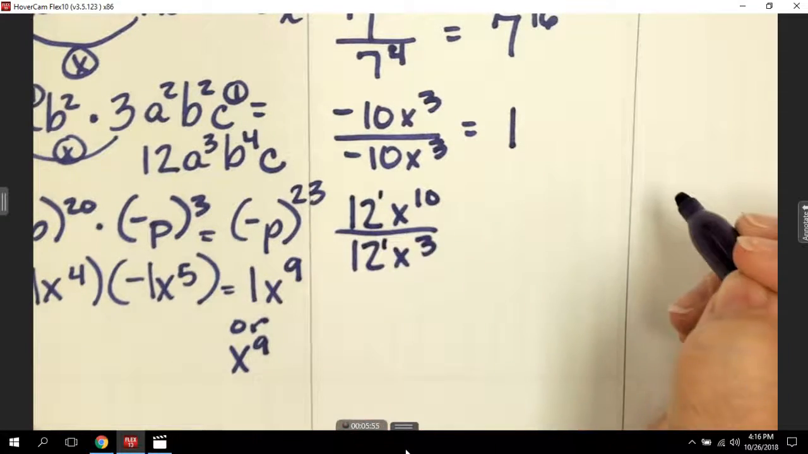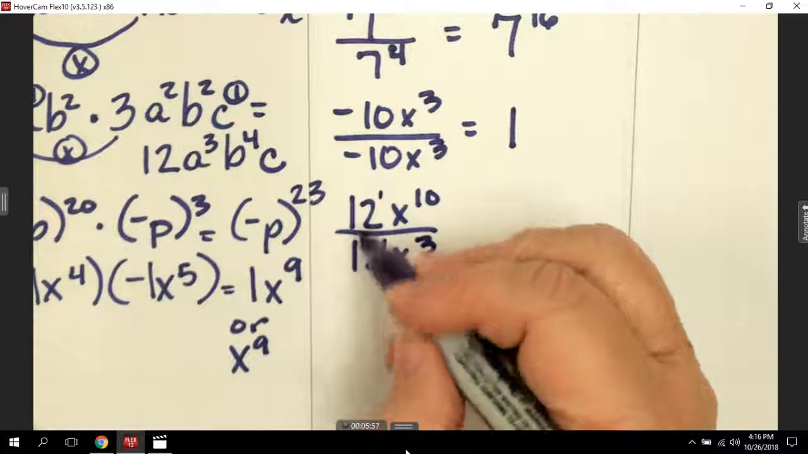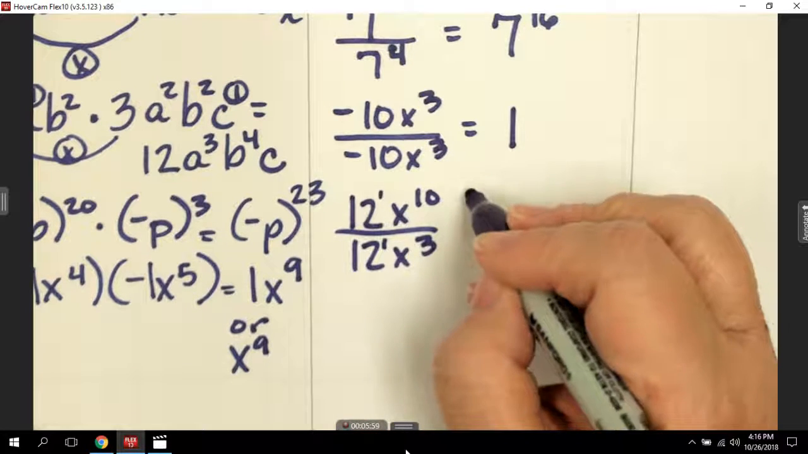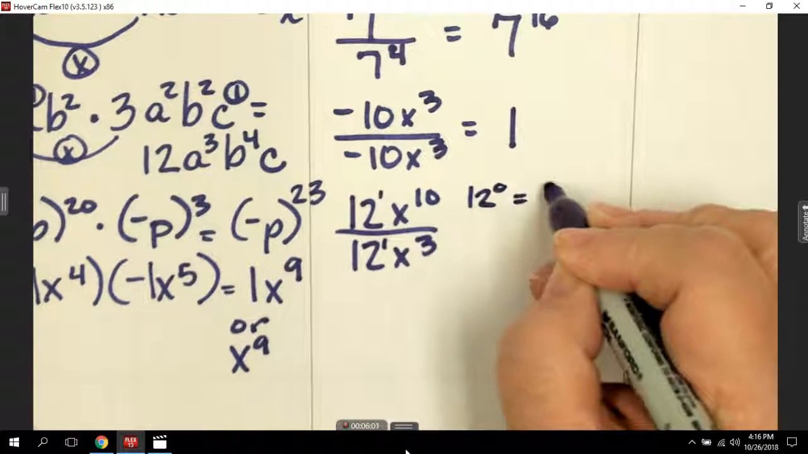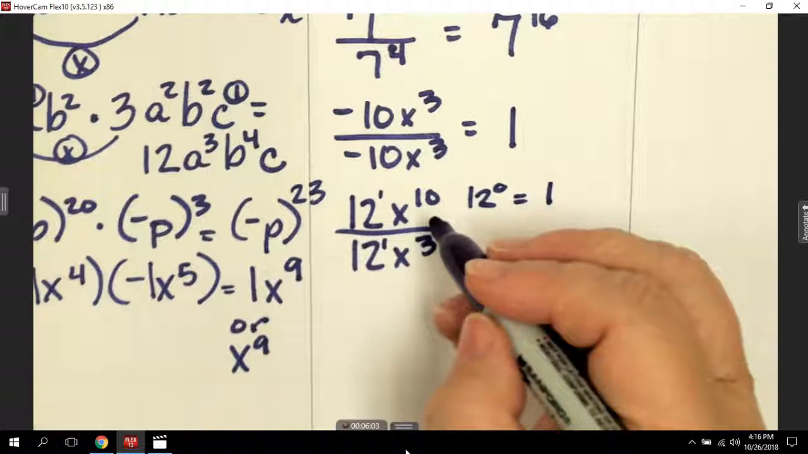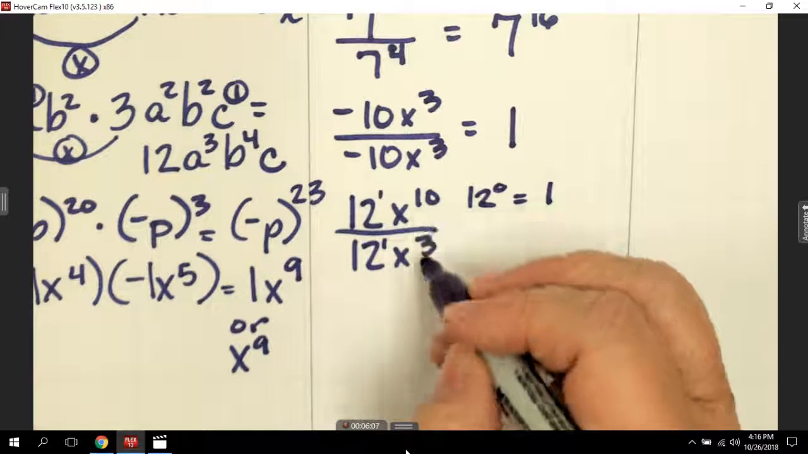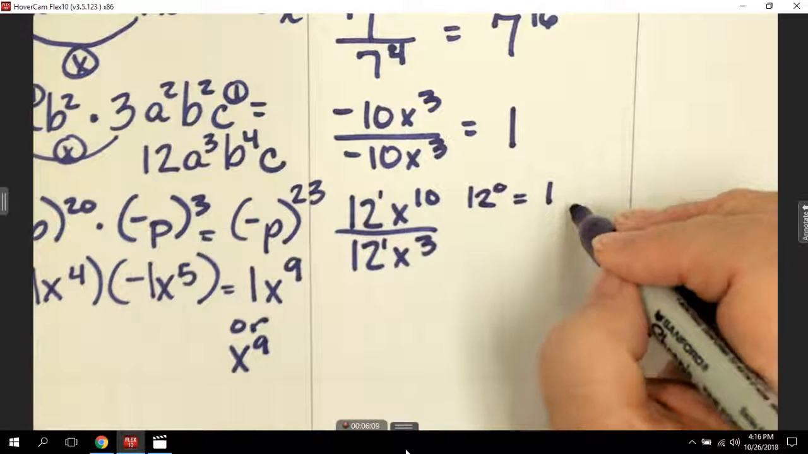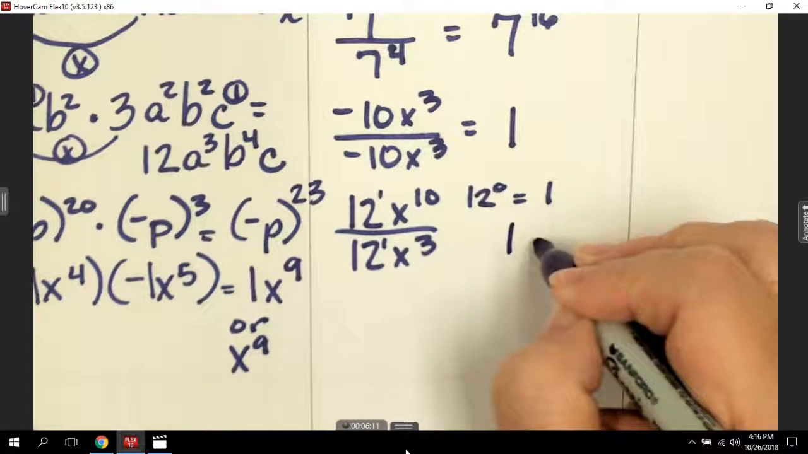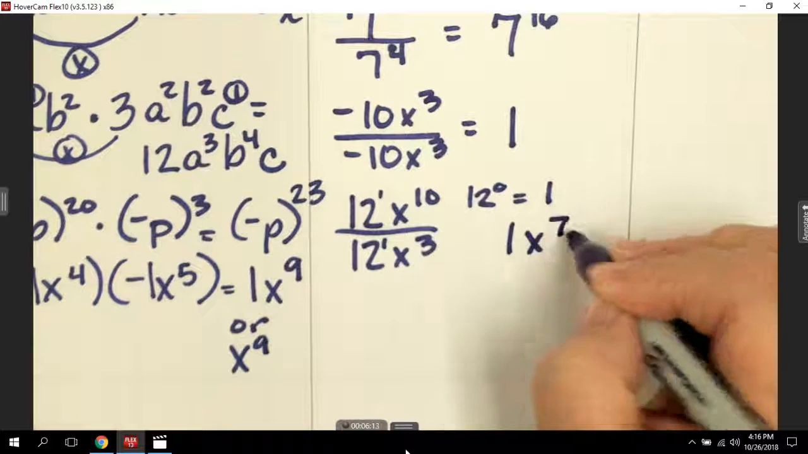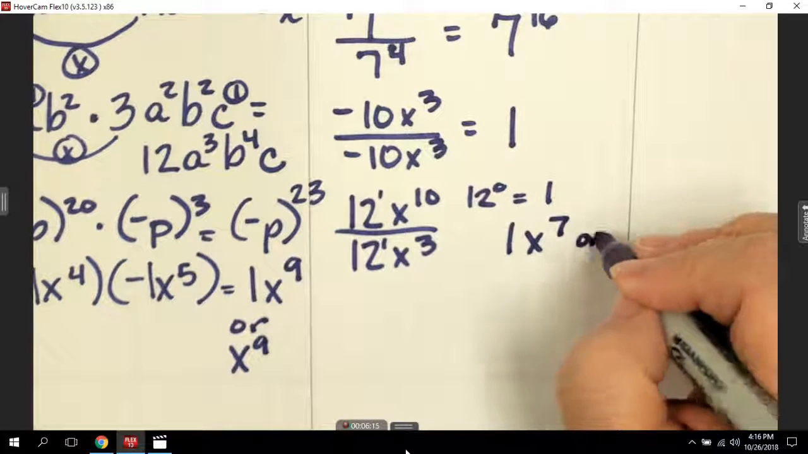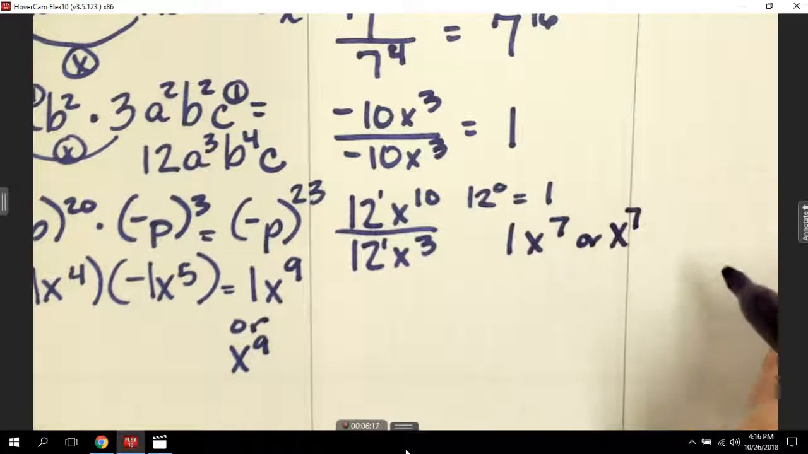The exponents for 12 are understood to be 1. If we subtract them, we get 12 to the 0 power, which equals 1. X to the 10th divided by x to the 3rd, we're going to subtract the exponents, and we get 1x to the 7th. Or you can simply write it as x to the 7th.